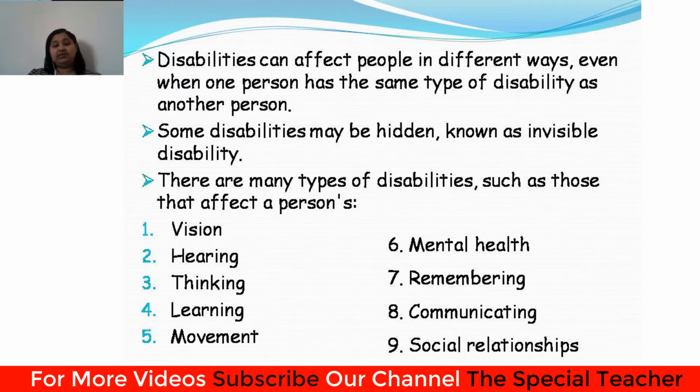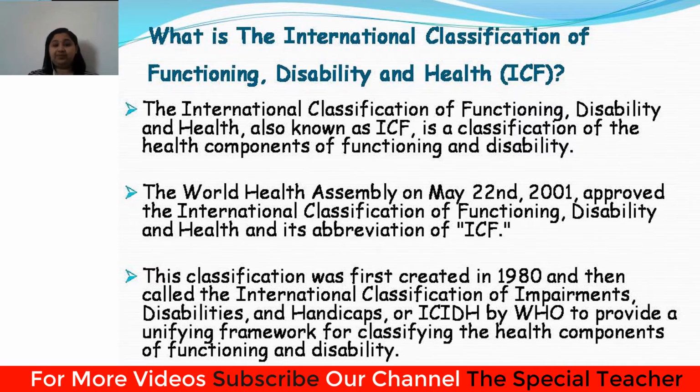And these disabilities mainly affect nine concepts of a child. They are mainly vision, hearing, thinking, learning, movement, mental health, remembering, communicating, and social relationship. Out of these nine factors, the child will have difficulty in a few of them, due to which we categorize a student, or give them special training based on that.